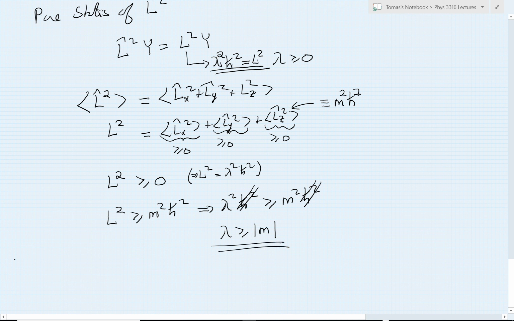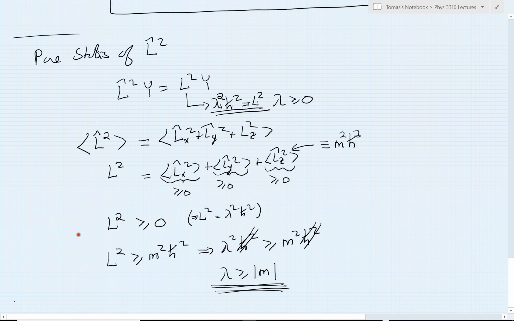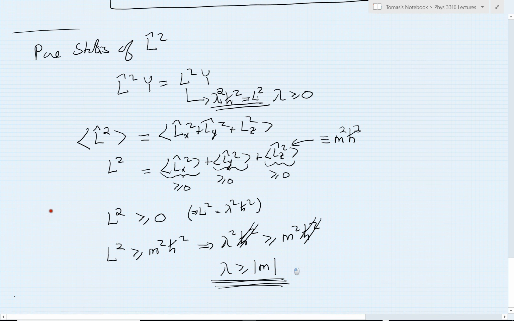Now, intuitively, I think this is kind of easy to see, right? Lambda and m just measure angular momentum in angular momentum units. Lambda measures the total angular momentum, which must exceed at least the magnitude of the angular momentum along the z direction. So this is a natural, intuitive idea. We've proved it rigorously, and the remaining piece is just to remember we're doing everything always in units of h bar.